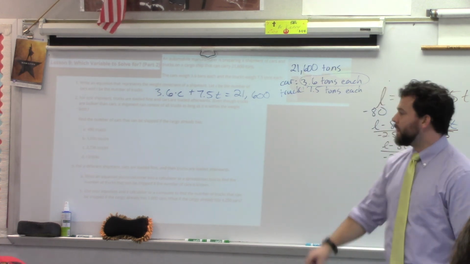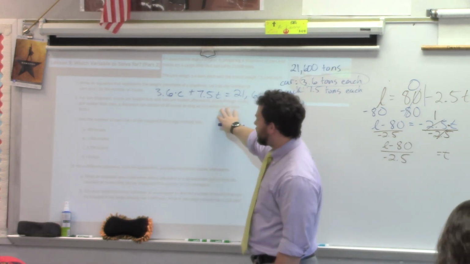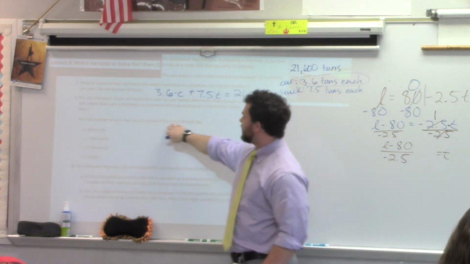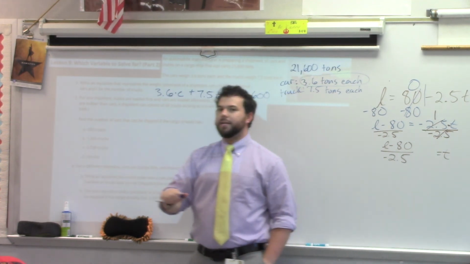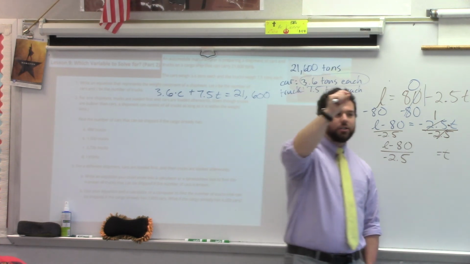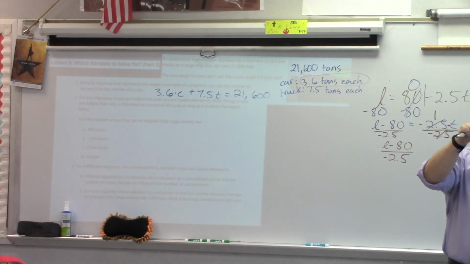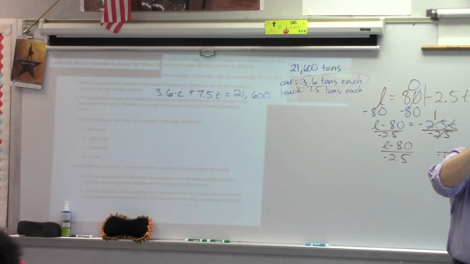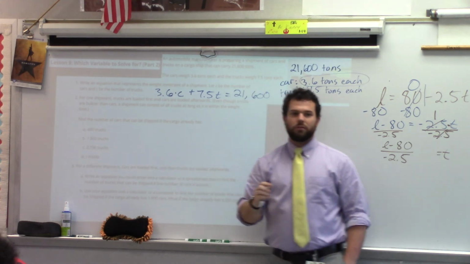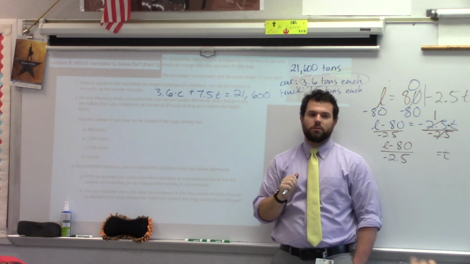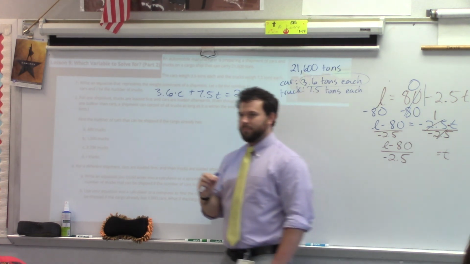So what we now need to do, number 2, find the number of cars that can be shipped if the cargo already has 480 trucks. So what are you going to do with that 480 right away? Multiply it by 3.6C plus 7.5. So you're multiplying the 480 times this whole thing? No, look. So I did 3.6C plus 7.5 times 480.